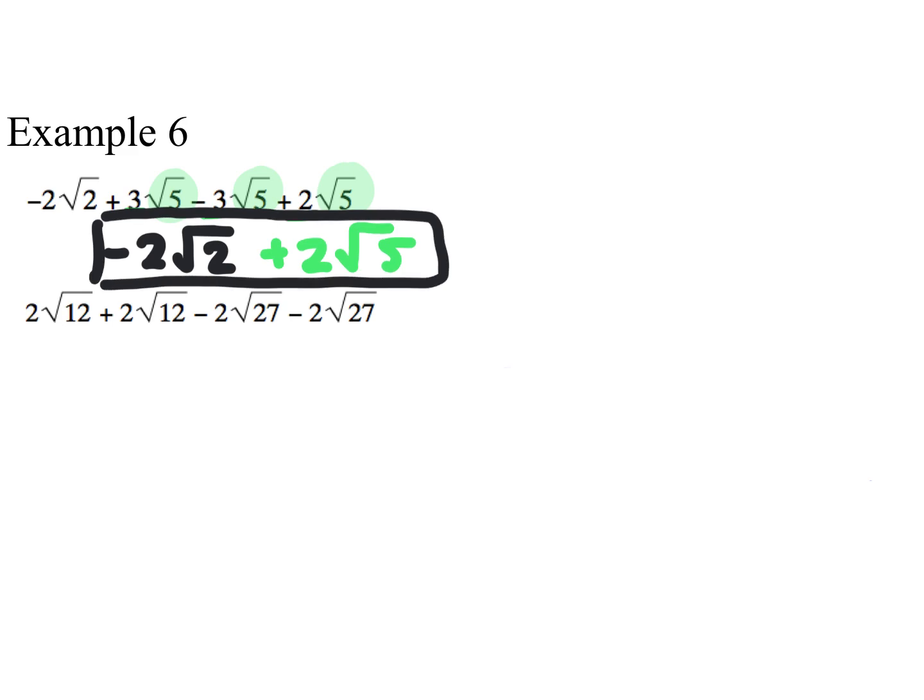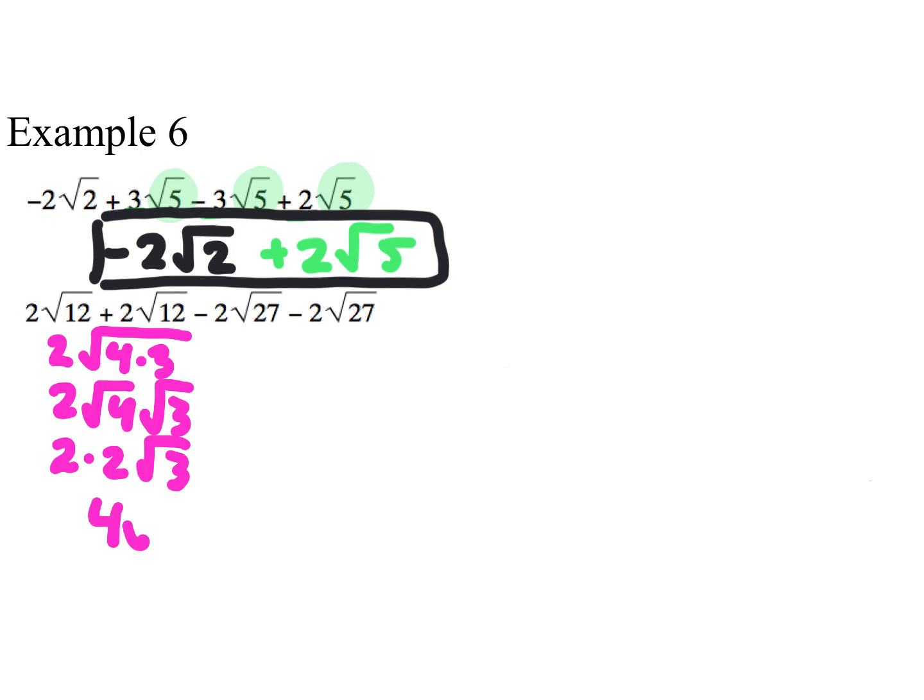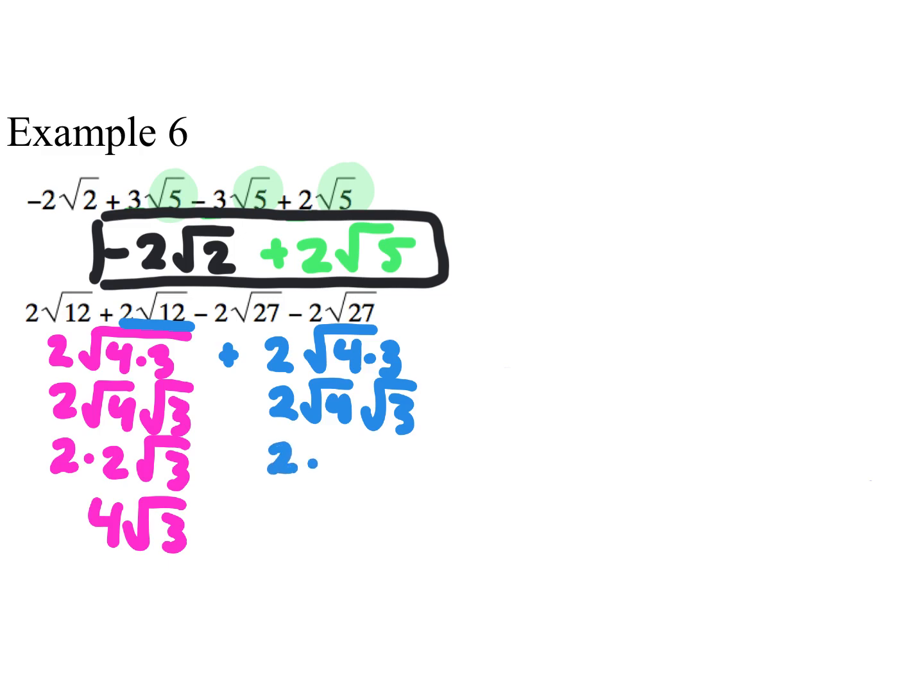For the example underneath it, I can simplify 2 radical 12 to become 2 times radical 4 times 3. So it's 2 radical 4 radical 3. So I get 2 times 2 radical 3, which is 4 radical 3. I can do the same thing for the next term of 2 root 12. So it becomes plus 2 radical 4 radical 3. It becomes 2 times 2 radical 3. So you get 4 root 3.